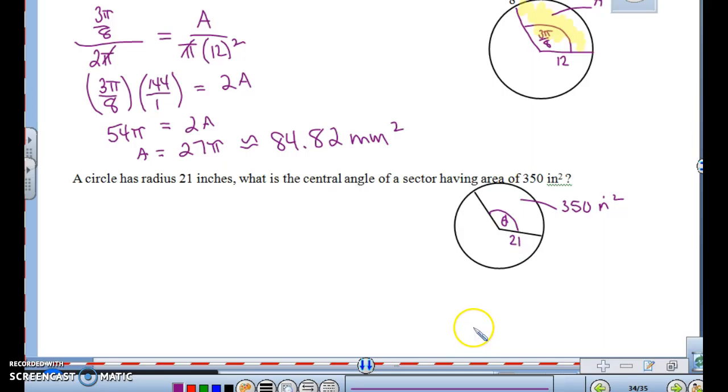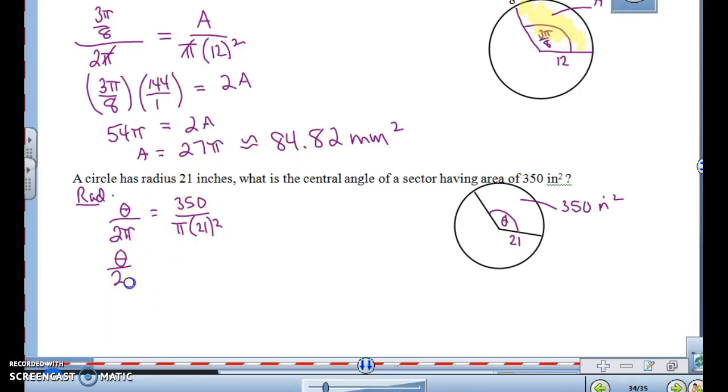Okay, so again, we can do this in degrees, or we can do it in radians. Let's do it in radians. All right, so for radians, it's going to be theta over 2 pi, because this is in radians, equals the area of the sector, 350, over pi r squared, which would be pi times 21 squared. Okay, so this is theta over 2 pi. Again, the pi's can cancel out because of the pi in the bottom here.